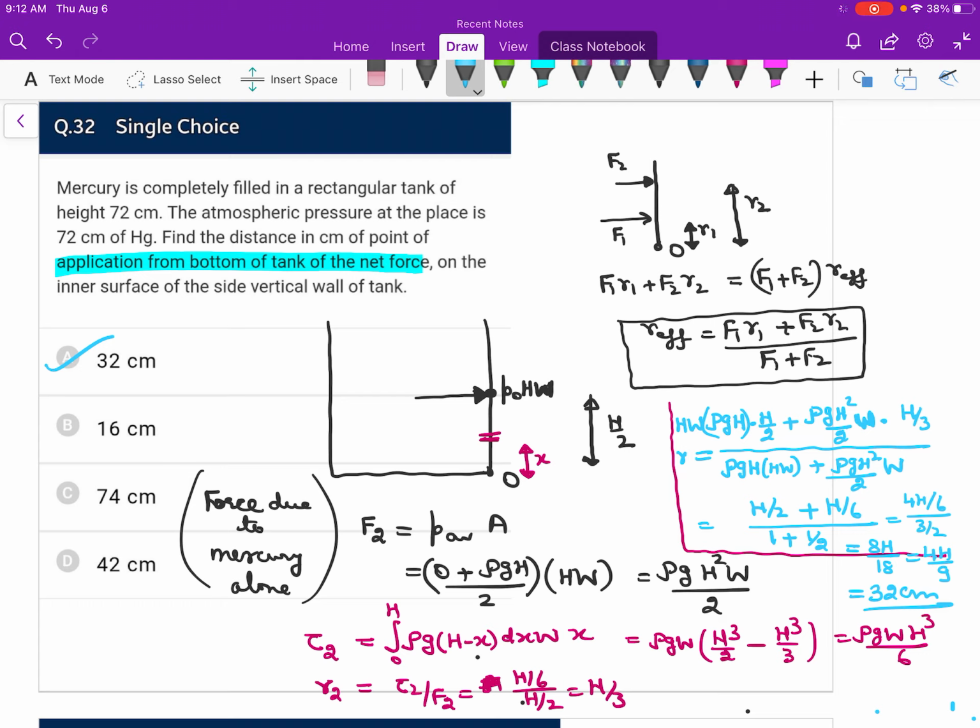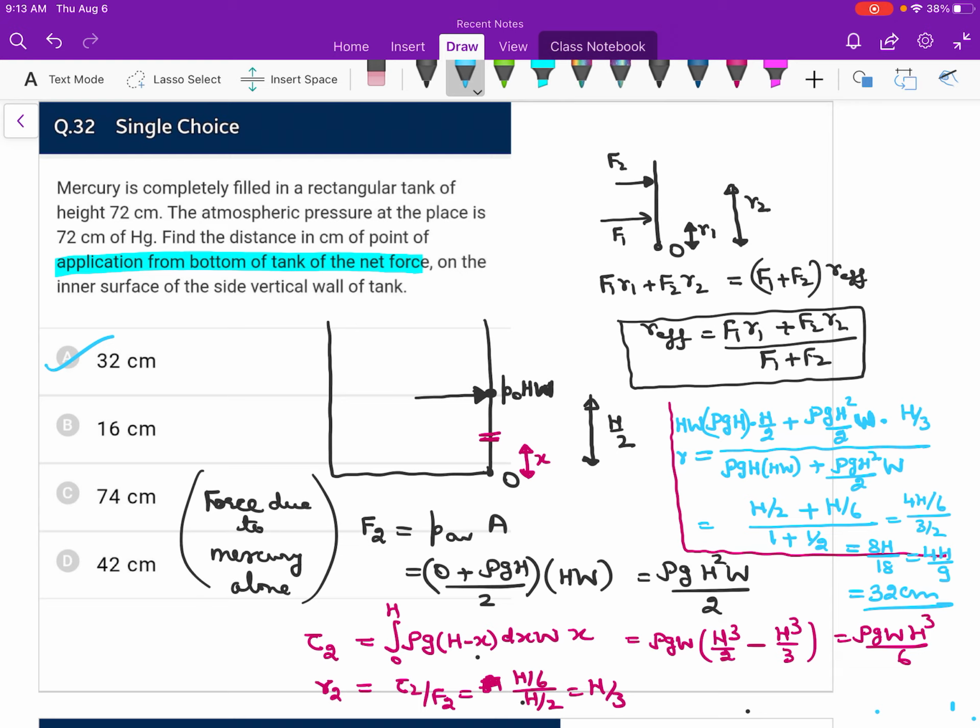So you should not leave this question. The only thing is that you should carry this concept. If two forces are acting at perpendicular distances r1 and r2, then the effective point of application is at a distance r from O, where r is (f1 r1 plus f2 r2) upon (f1 plus f2).